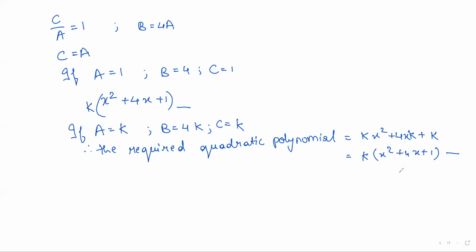Now this would be a generalized form. This is the general form based on the required values of sum and product of zeros. You can take any value of k as your final answer. So k can have any value. Say k is equal to 2. So your given expression becomes 2x squared plus 8x plus 2.